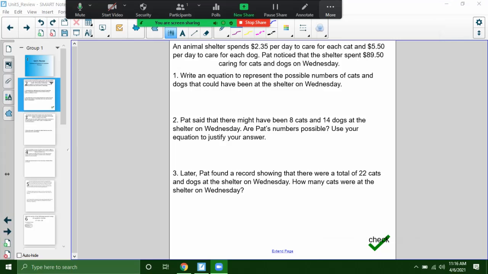An animal shelter spends $2.35 per day to care for each cat and $5.50 per day to care for each dog. Pat noticed that the shelter spent $89.50 caring for cats and dogs on Wednesday. So if you notice all of these problems, they will always have two things that they're talking about. In this case, I noticed right away that they're talking about cats and then they're talking about dogs. So first thing is to always annotate your word problem.